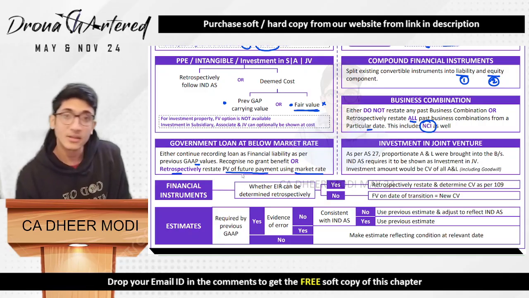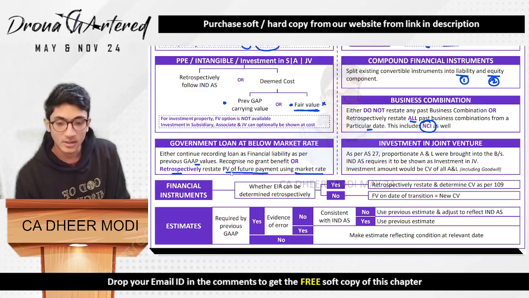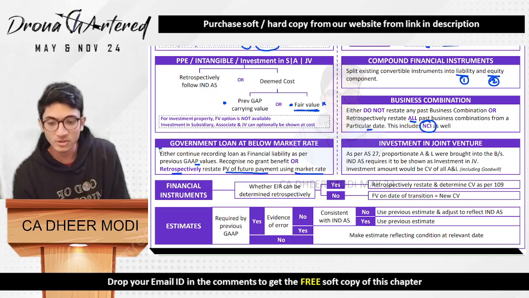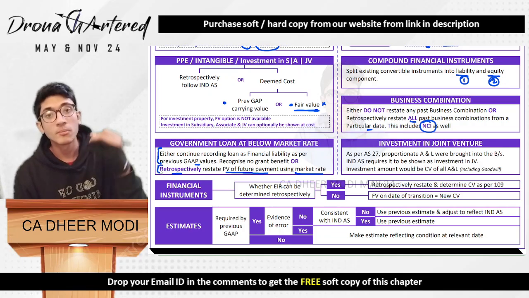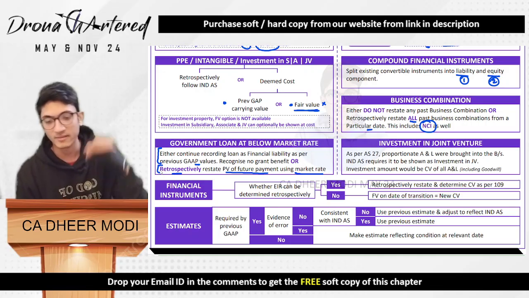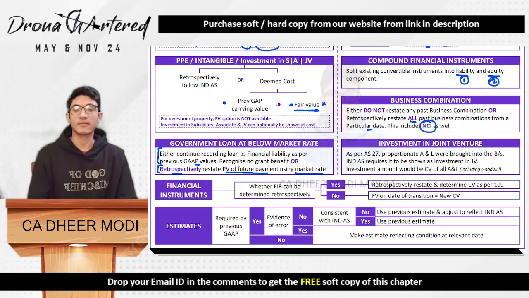Correct? And the balance will be recognized as a government grant. So either you do that or you continue doing whatever you are doing. So this is your first option, that you continue doing whatever you're doing. And this is your second option, that you show all your payments to be made as per the current market value, discounted using the current market value.